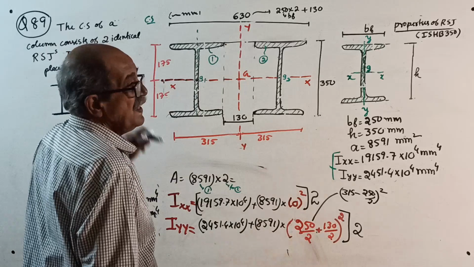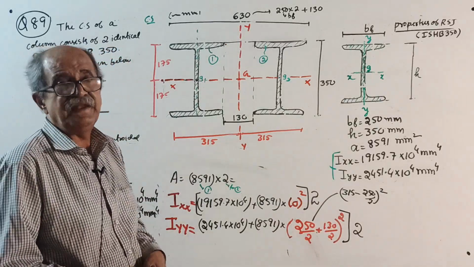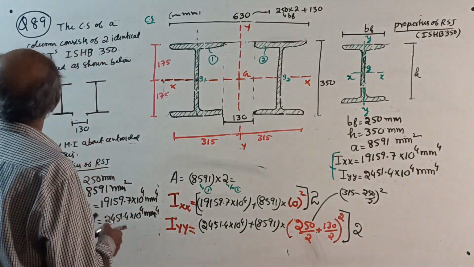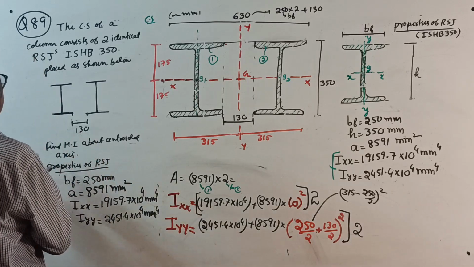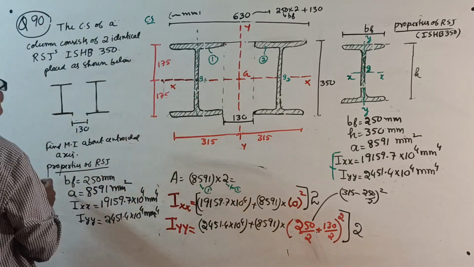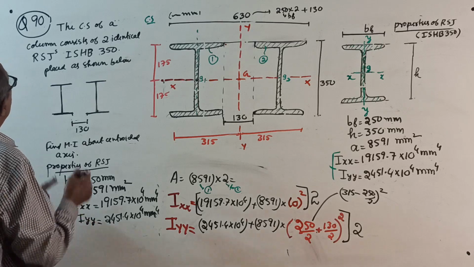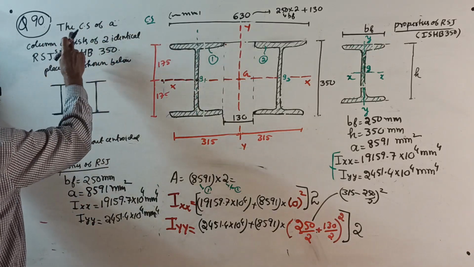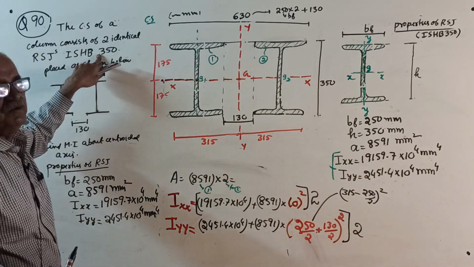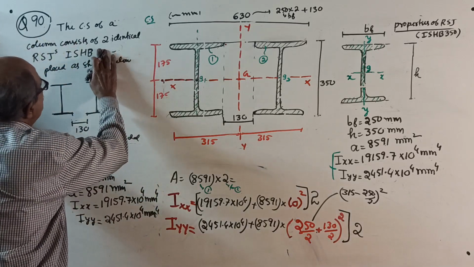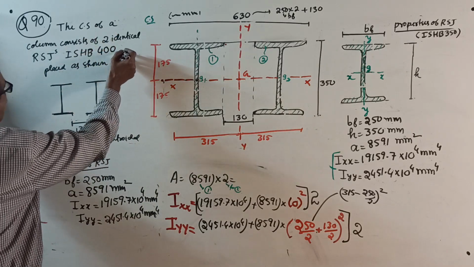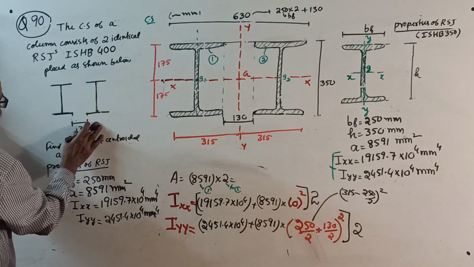Now, question 89 over. Now, today's last question. For a class, not more than 3 questions. Okay. Question number 90. Now, what I will do is, some time I will save for myself. The cross section of a column consists of 2 identical RSJs, ISHB 400, placed as shown below. Now this time I am giving it this way.